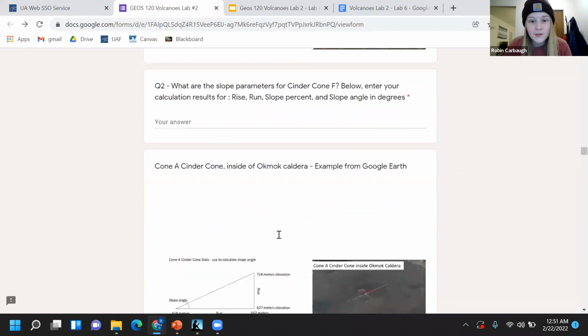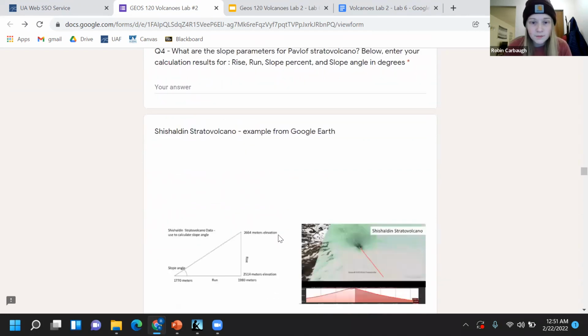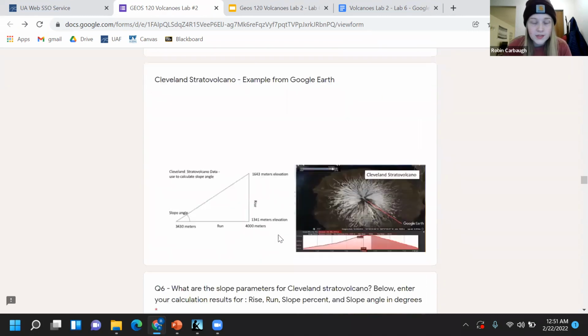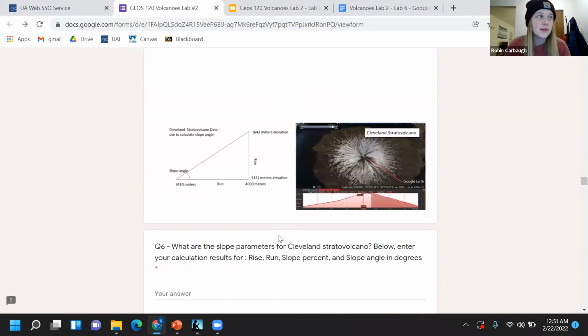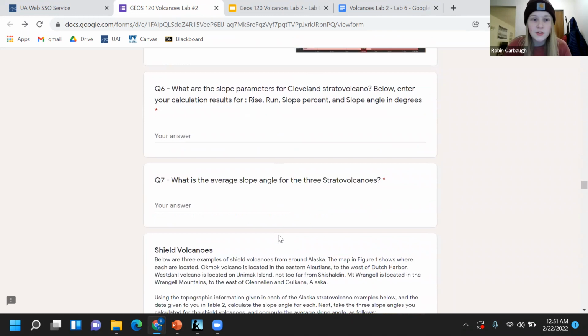And it's very repetitive. You're going to do the same thing for a bunch of them. And the whole point is to try to compare the slopes between those 3 types of volcanoes I mentioned.